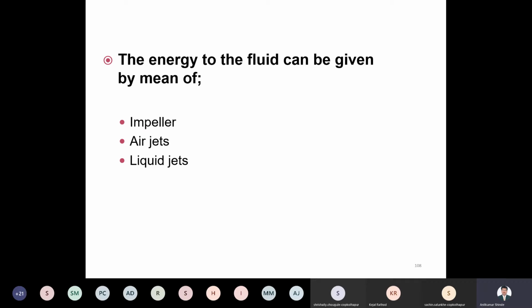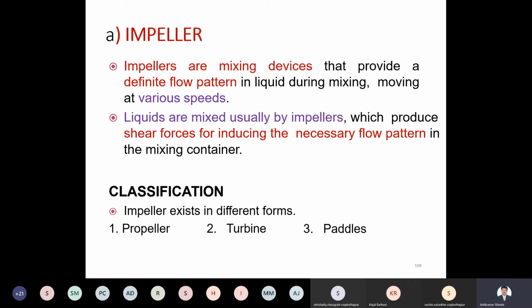If you want to mix liquids, such as emulsions, suspensions, mixtures, or different syrups, then this type of impeller or mixer can be used for mixing that particular liquid. So we'll see first the impeller. What is meant by an impeller? Impellers are mixing devices which have a definite flow pattern during the liquid mixing, right? We can move the impellers at fast speed.